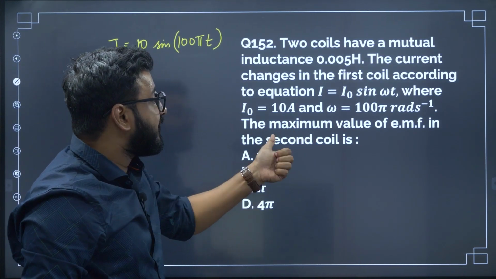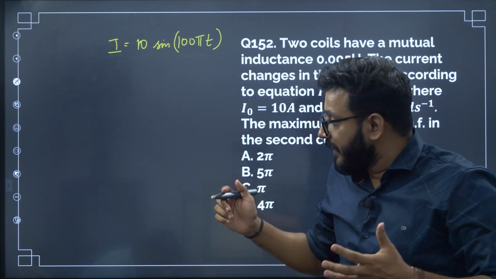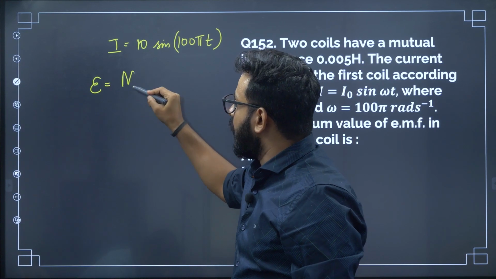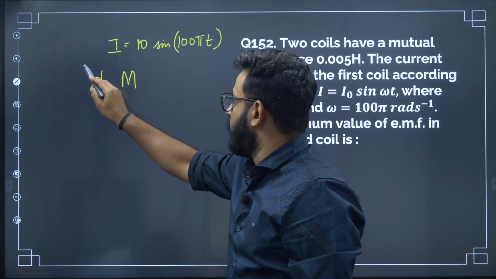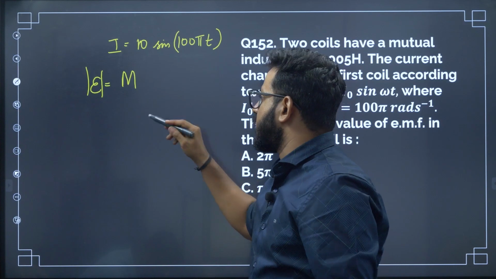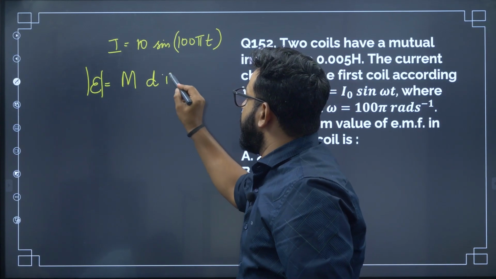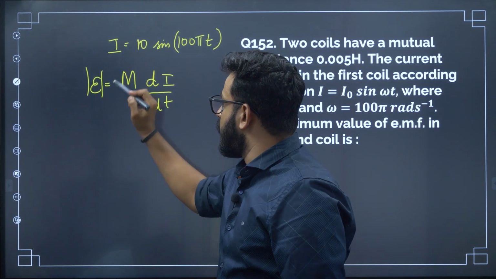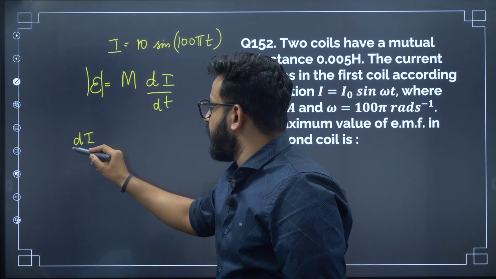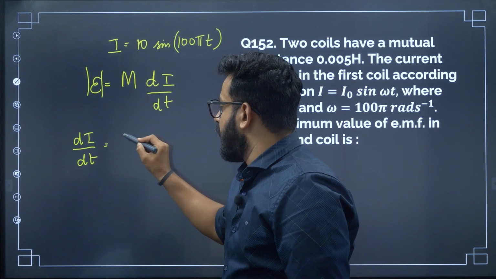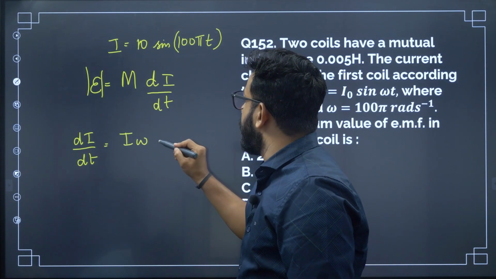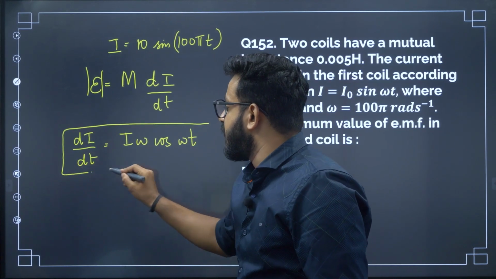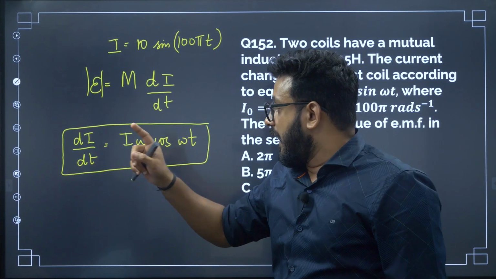Now, what is the maximum EMF induced in the second coil? EMF induced, all of you know, is nothing but M di by dt. Okay, so you want only the magnitude part, not the Lenz's law sign. Let's not consider that for the time being. So obviously you have to differentiate this. When I is equal to this, di by dt is evidently I omega cos omega t.